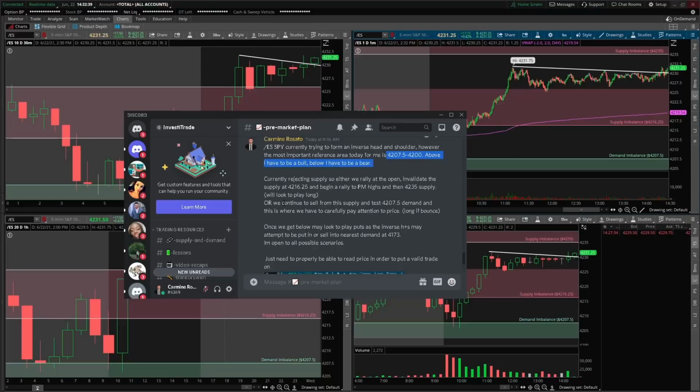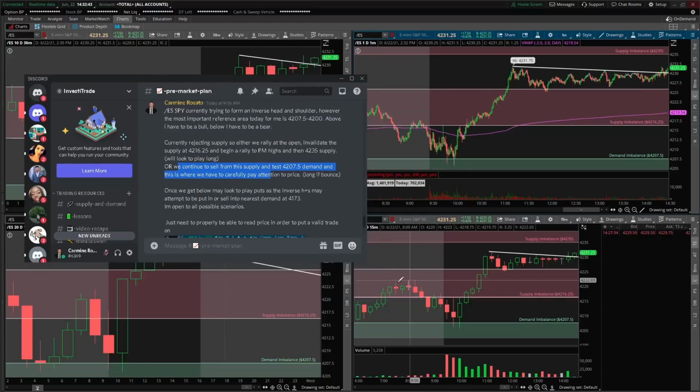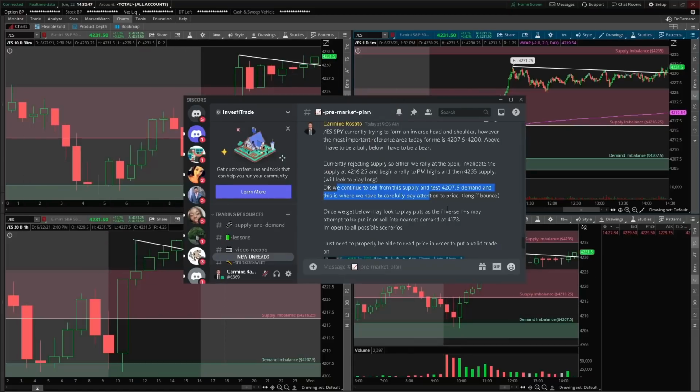The scenario that played out was we were selling off from supply overnight. This supply zone right here, we were moving down. We had the demand at 4207 there to support us if buyers showed interest to defend it. So we had to pay careful attention to price. I'm looking to play long SPY calls if we do bounce here. We just need to properly be able to read the market to put a valid trade on.